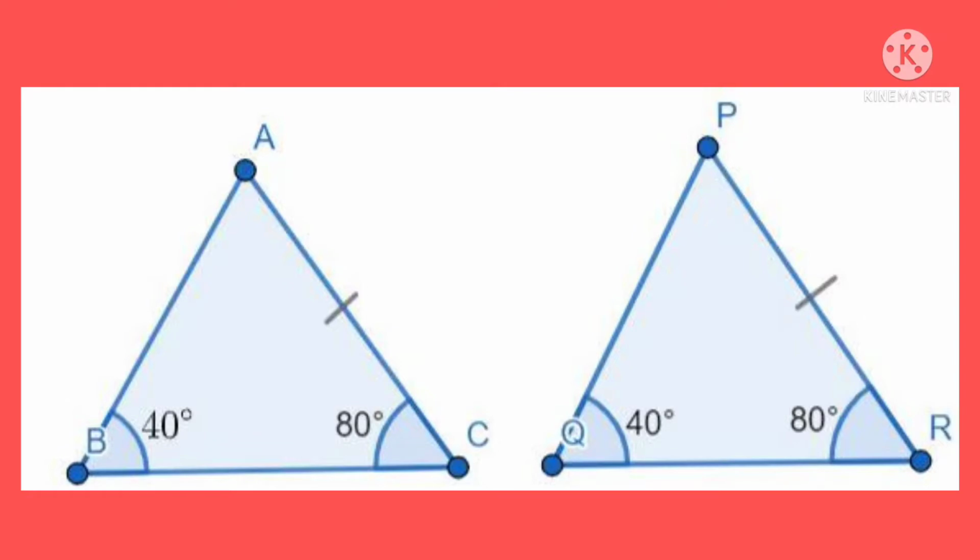Consider these two triangles, triangle ABC and triangle PQR. In these triangles, angle B is equal to angle Q and angle C is equal to angle R. Also, side AC is equal to side PR. That is, two triangles are congruent if any two pairs of angles and one pair of corresponding sides are equal.